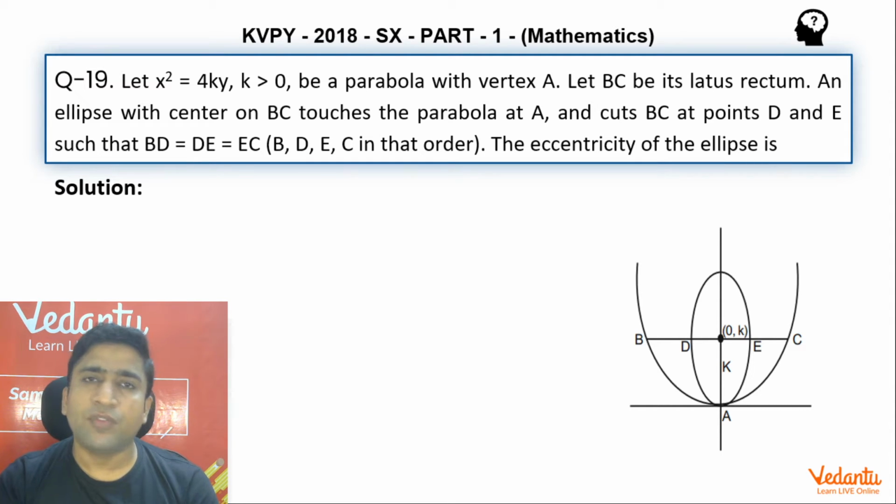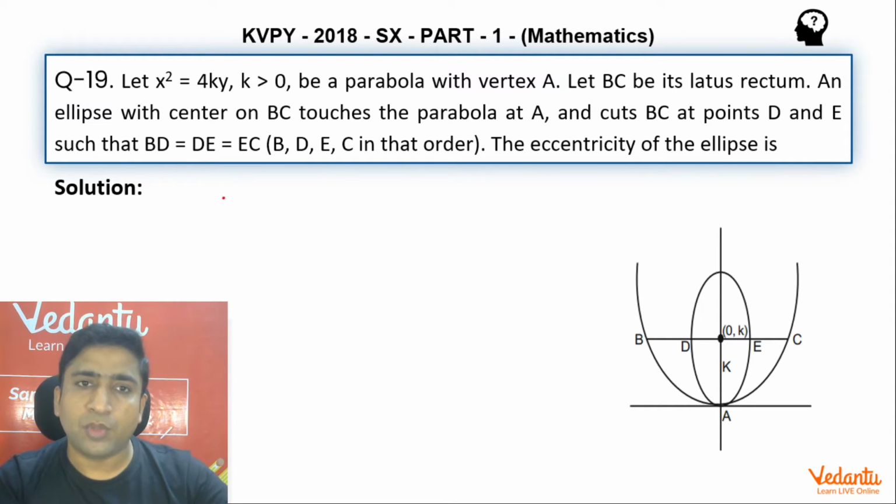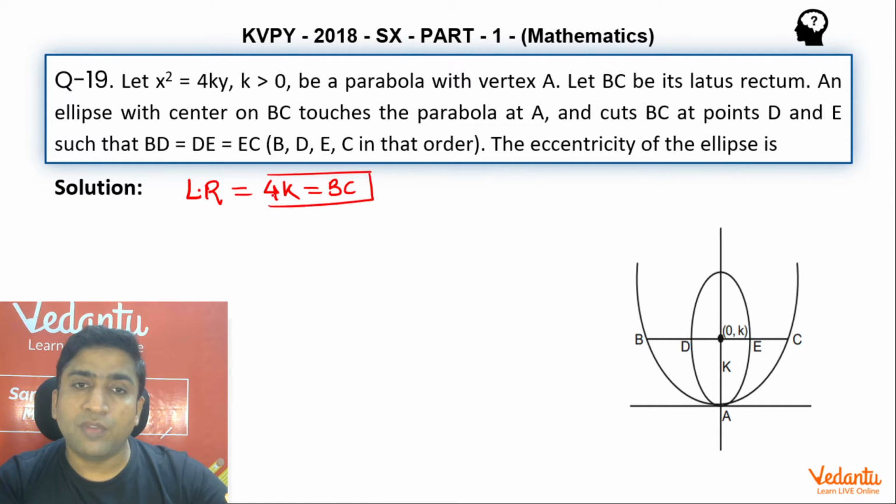x square is equal to 4ky is an upward-opening parabola. In this case, if you ask me what is the length of the latus rectum, I'll say the length of the latus rectum of the parabola is 4k. First point is this, which is actually the length of BC also. I hope all of you will agree.